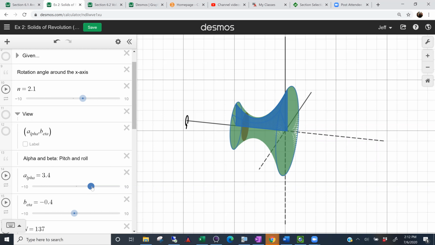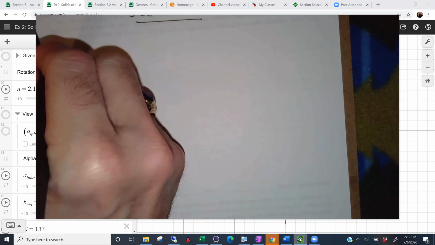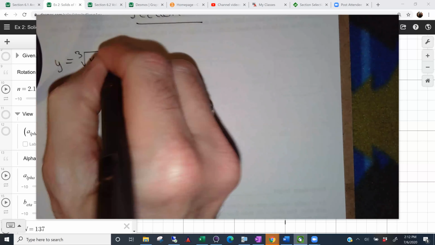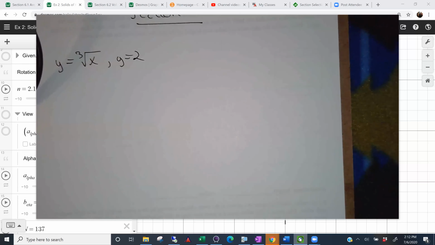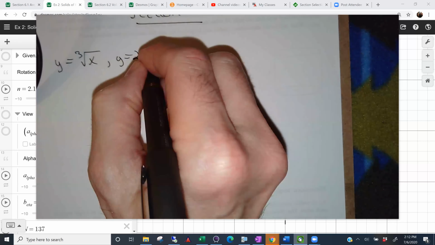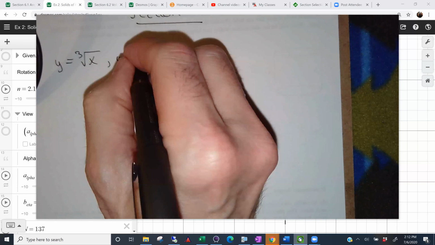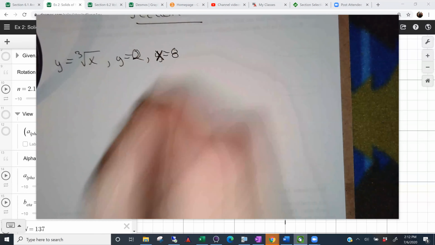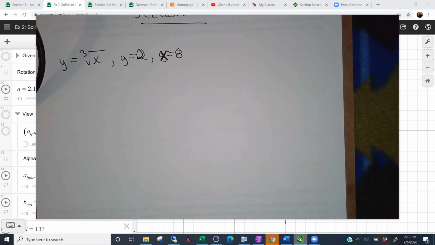Well, we're going to calculate their volumes kind of in the same way that we did with our area, or we're going to use some of the same things we did with area, is we're going to work with a slice. So let's start with an example. Let's do y equals the cube root of x, and y equals 0, and x equals 8. So those are going to be the three functions that bound my region.